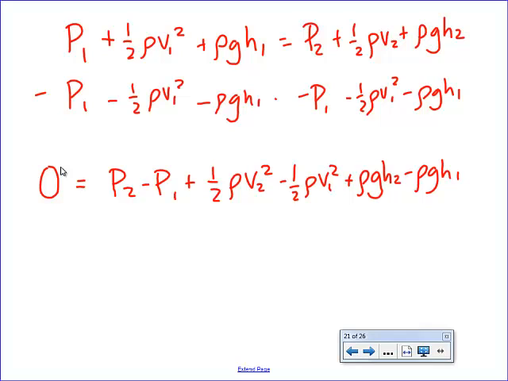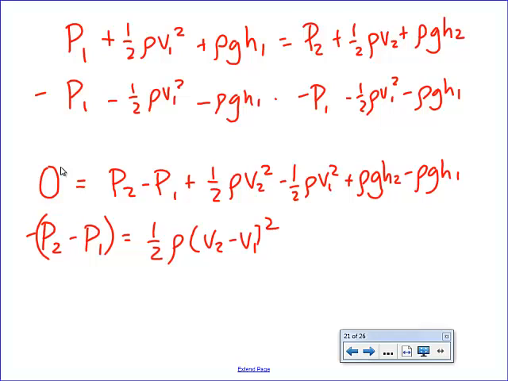And a couple more adjustments. If I subtract P2 minus P1 from both sides, I end up with this: P2 minus P1 equals 1/2 rho times V2 minus V1 squared plus rho g H2 minus H1. This form of Bernoulli's equation is much more useful in problem solving. So I'm going to try to remember this and hang on to it for my next example.